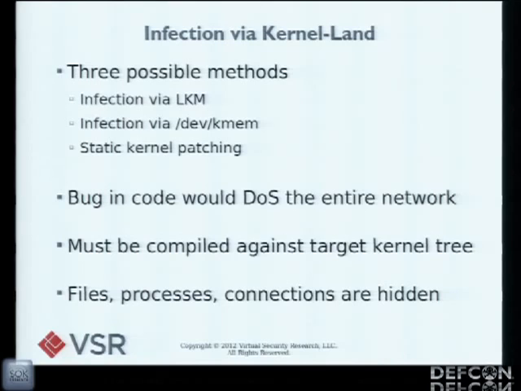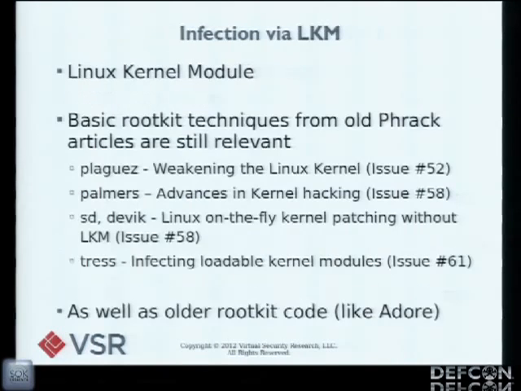And another issue is that it has to be compiled against the specific kernel tree if you're doing a Linux kernel module. And even though a lot of routers use the same version of Linux, it's not very universal because we're going to have to download the source code for each router and compile it against that tree. And if you've worked with any GPL'd source code archives from any routers, you'll find that they don't actually compile on the first try, they don't compile on the second try or the third try, so it's a real pain in the butt. But again, we have this benefit that all the files, processes, and connections are hidden.